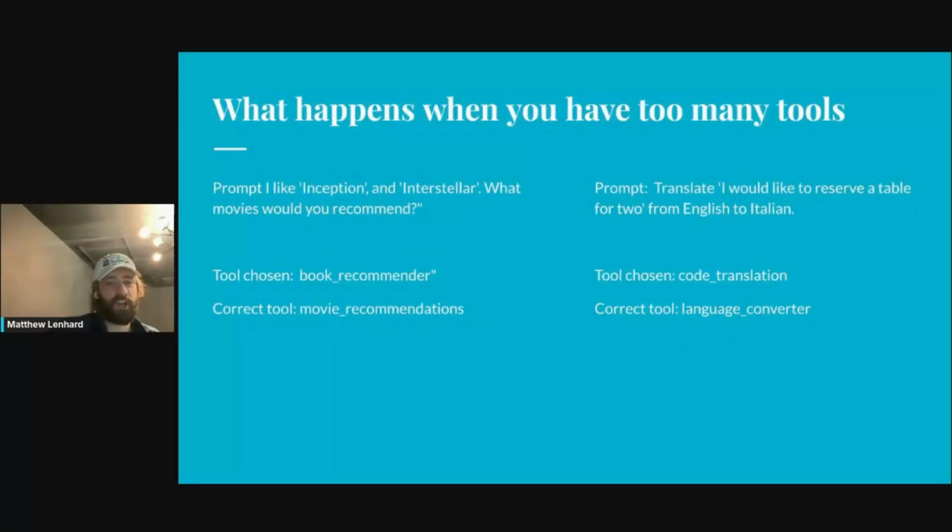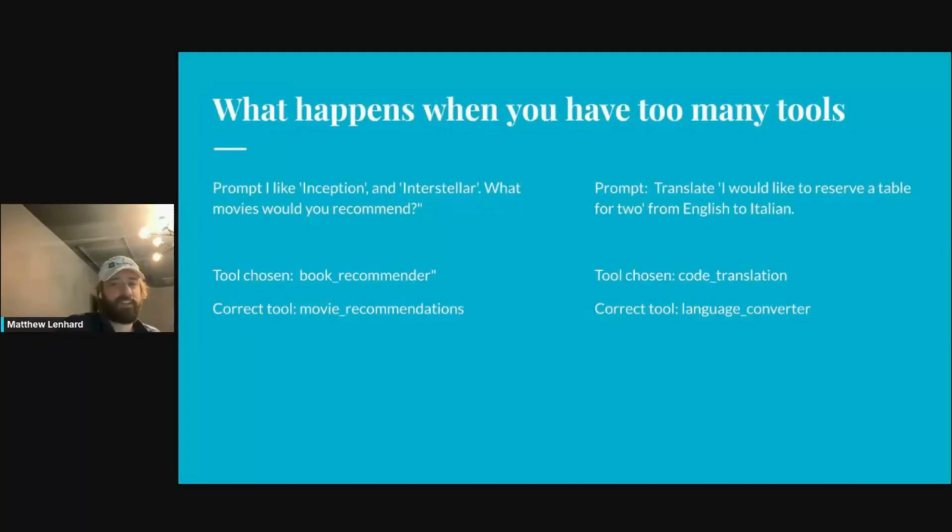To get started, I wanted to show how bad it can be when the wrong tool is selected. This is an example of the wrong tool being selected on the MCP server with 60 tools. The prompt was, "I like Inception and Interstellar. What movies would you recommend?" It came back with the book recommender when it should have chosen the movie recommendation tool.